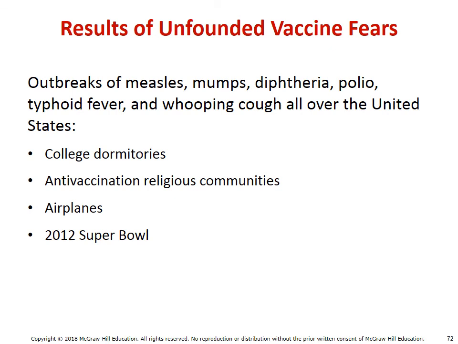Since there were these unfounded fears over vaccines, people stopped vaccinating for lots of routine diseases, things like measles, mumps, diphtheria, polio, typhoid, even whooping cough. And as a result, we've seen huge amounts of infections that were once controlled showing up again in places like college dormitories, religious communities in which anti-vaccination is common, even large-scale gatherings like the Super Bowl. The idea here is vaccinations are necessary to protect the whole population. And vaccinations can help save you from things that could potentially kill you. So get vaccines.